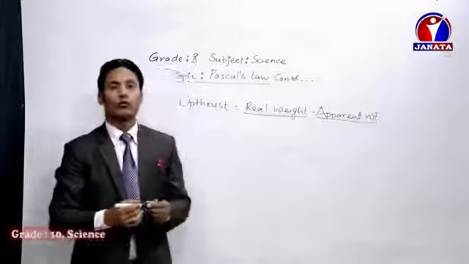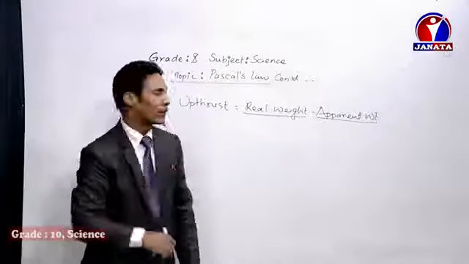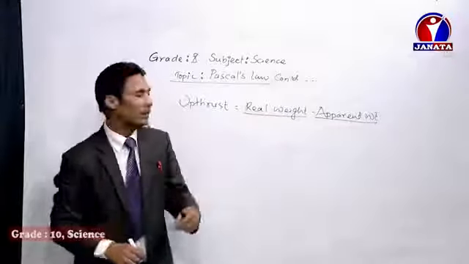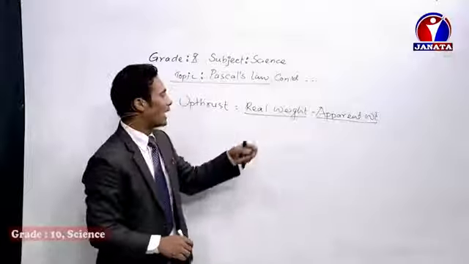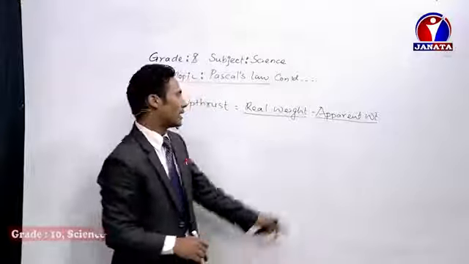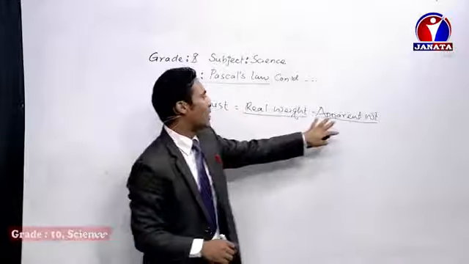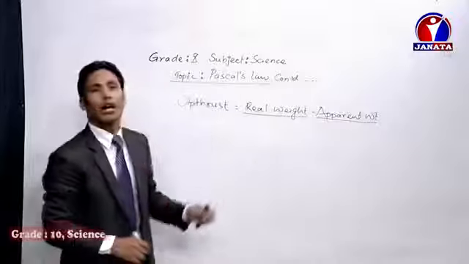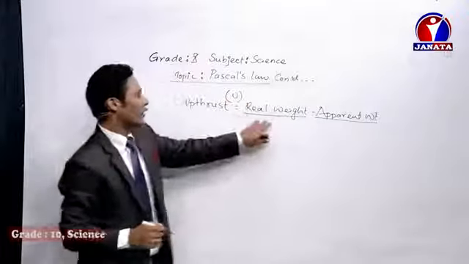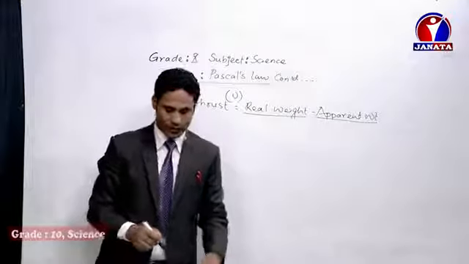Let's see. When we measure the weight of an object in the air, that is called the real weight. The weight measured in the air is called the real weight, and the weight which is measured inside the liquid is called the apparent weight. The difference of the real weight and the apparent weight is known as the upthrust. If you represent the upthrust by U, then U equals real weight minus apparent weight. That is about the upthrust, right?